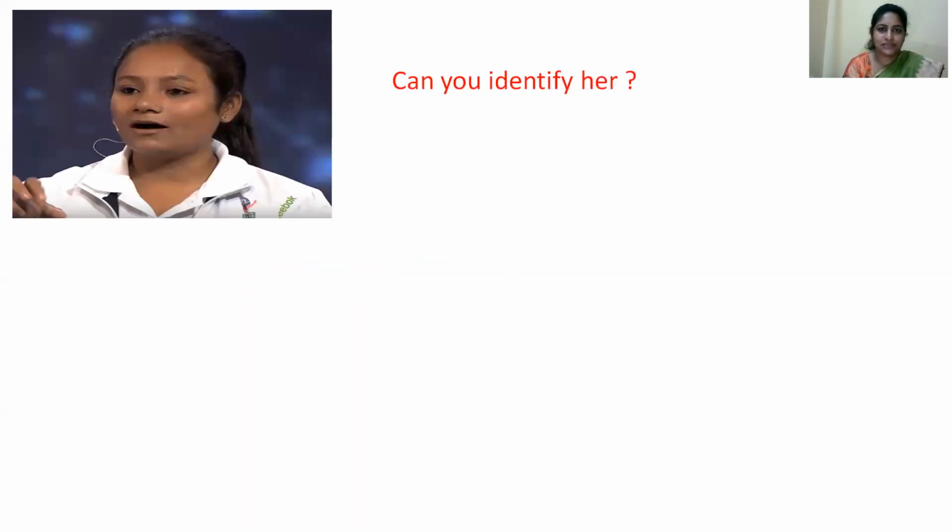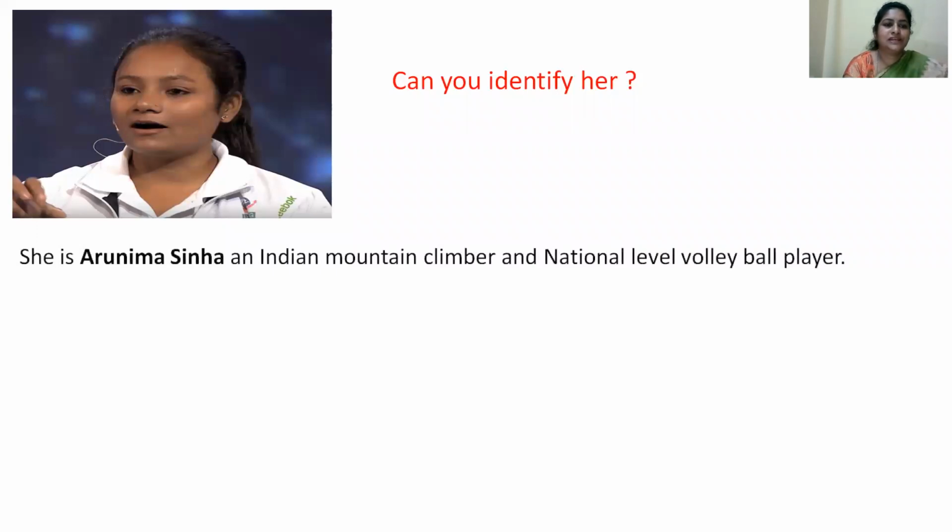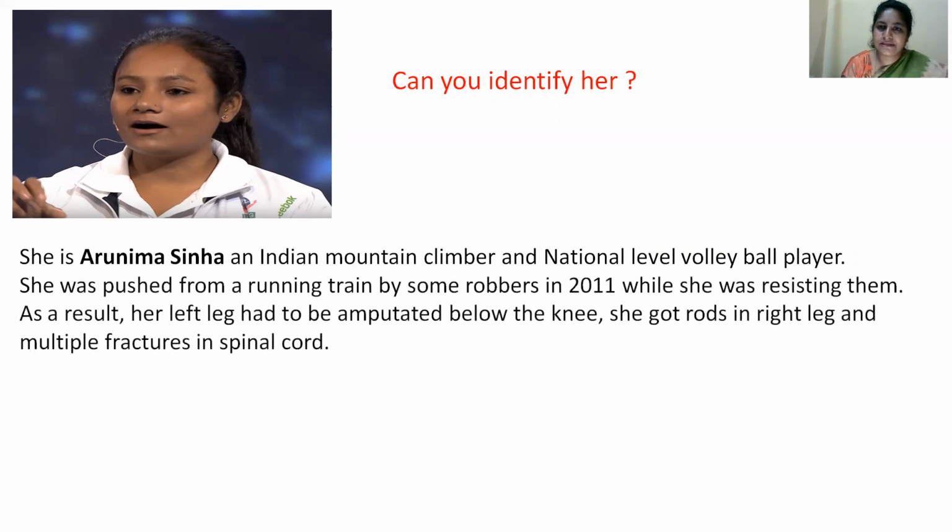Now we shall see the GK question. Can any one of you identify her? She is Arunima Sinha. She is an Indian mountain climber. She was a national level volleyball player till 2011. When she was going to Delhi in a train, she was accidentally pushed from the train by some robbers while she was resisting them.